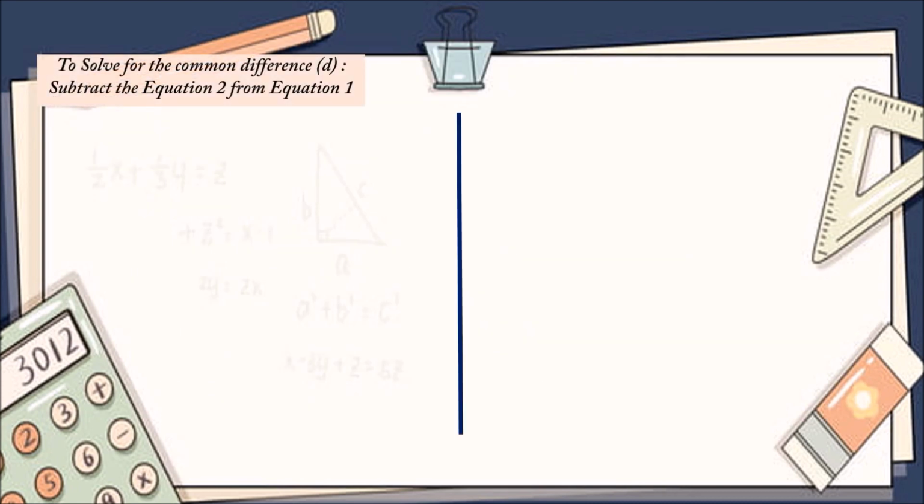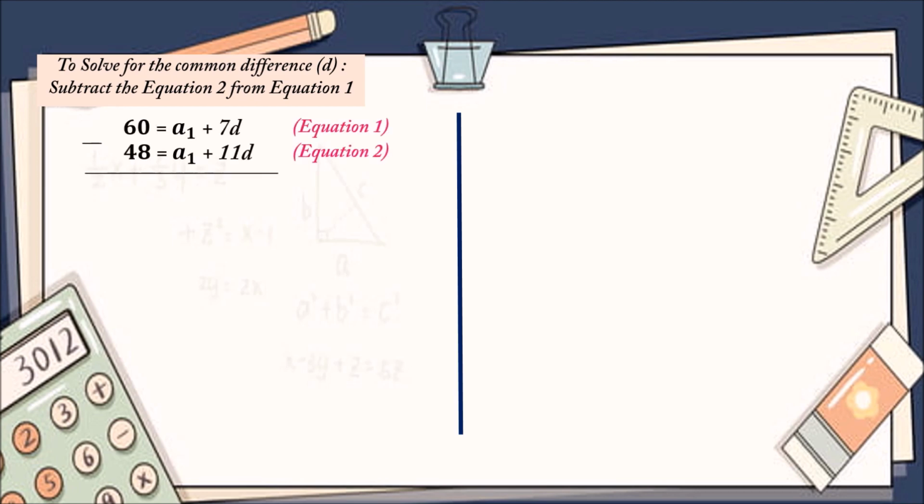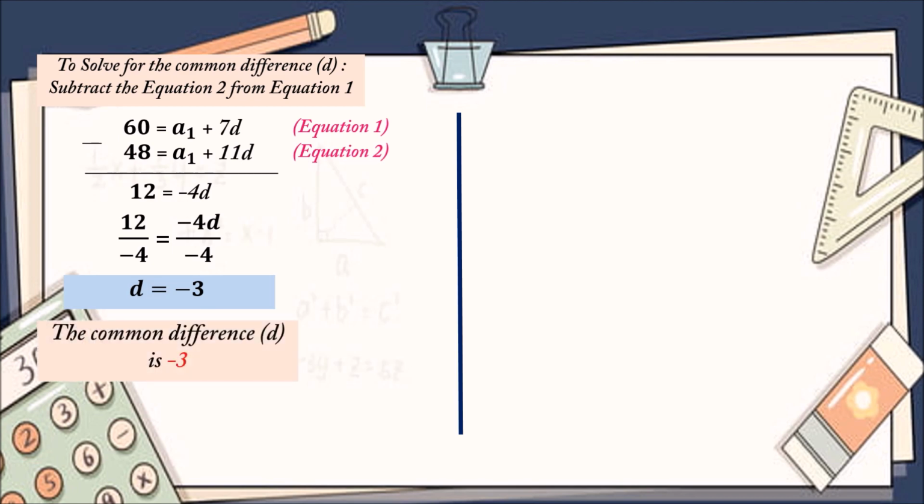To solve for the common difference d, subtract the equation 2 from equation 1. Ito ang ating magiging equation. The result will be 12 is equal to negative 4d. Para malaman natin kung ano ang value ng d, kailangan natin i-divide both sides by negative 4. The result, d, is equal to negative 3. Therefore, the common difference is negative 3.